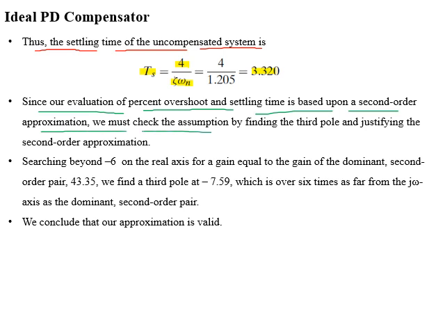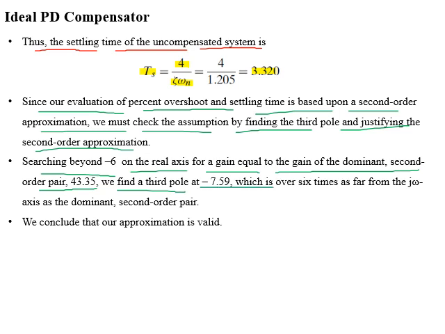Our evaluation of percent overshoot and settling time is based upon the second order approximation, so we must check the assumption by finding the third pole and justify the second order approximation. Now searching beyond -6 on the real axis for a gain equal to that of the dominant pair of poles, which is 43.35, the third pole is found to be at -7.59, which is over 6 times farther away from the j omega axis than the dominant second order pair. So our second order approximation is valid.